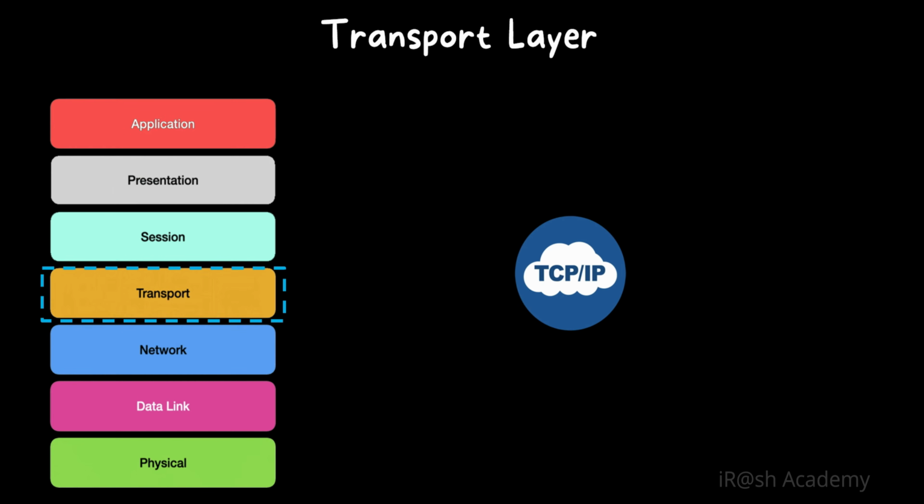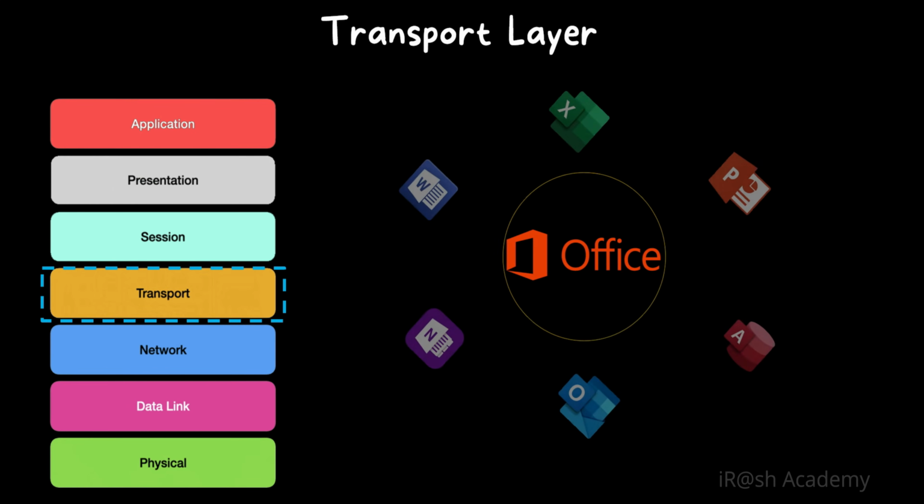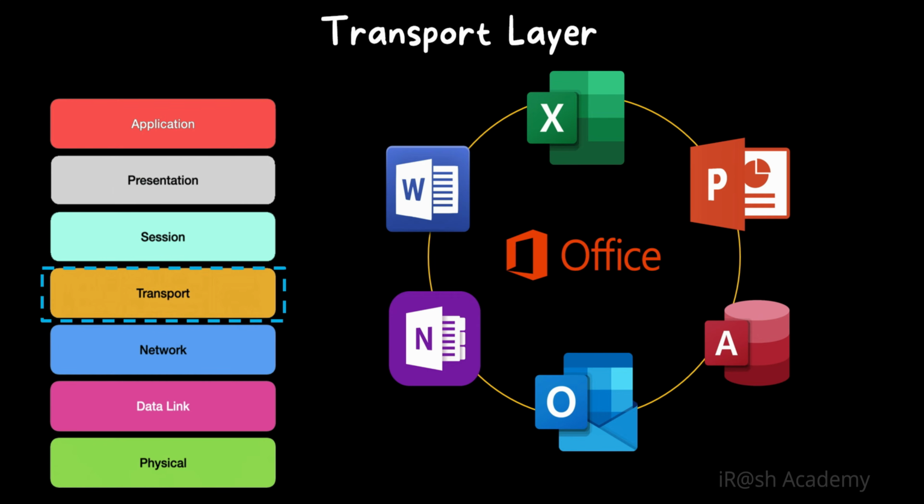What is this TCP/IP? TCP/IP stands for Transmission Control Protocol and Internet Protocol. Actually, this is not a single protocol. This is a group of protocols used for multiple purposes. To explain this concept, let's go to Microsoft Office. Everybody knows what Microsoft Office is. It's an office package which contains multiple applications like Excel, Word, PowerPoint, OneNote, Microsoft Outlook, and Access.